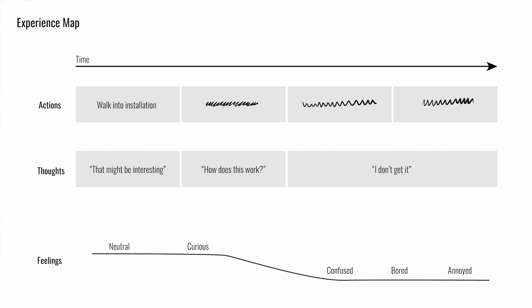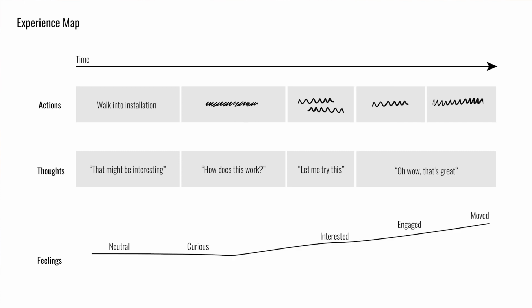For example, if currently people show up and they're confused at the start, then creating that experience map and thinking about what they're thinking at that point is a good way to map out the problems. And then you could create another experience map that is the experience that you want people to have, and think about how you can move from one experience to the other.